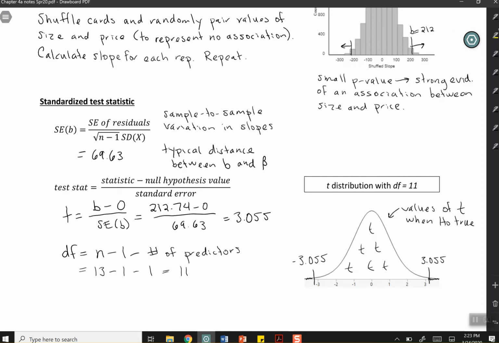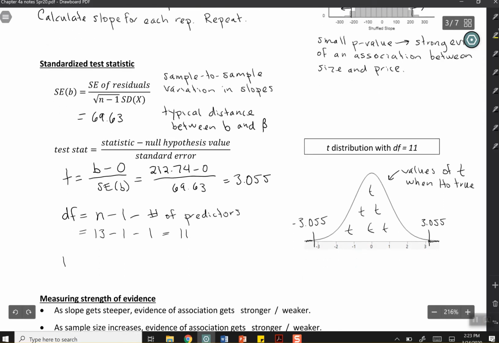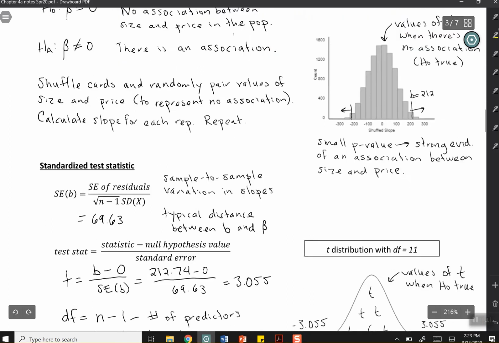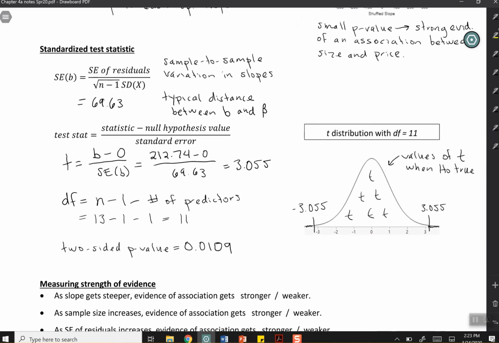So right away you can see that this is going to be a pretty small p-value, and when you calculate it, it comes out to be a two-sided p-value of 0.0109, and that's where that number comes from up here. Okay, so this is our p-value given in the output. Okay, so that's how you do a theory-based test.